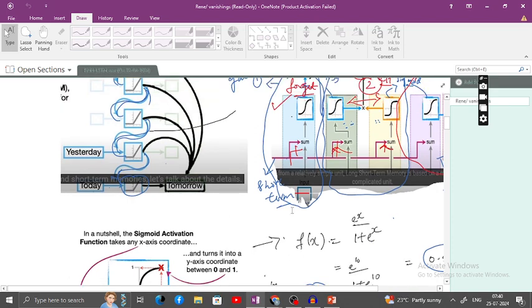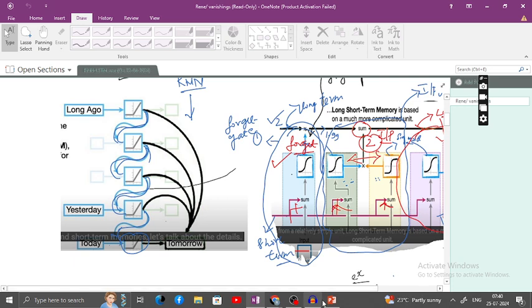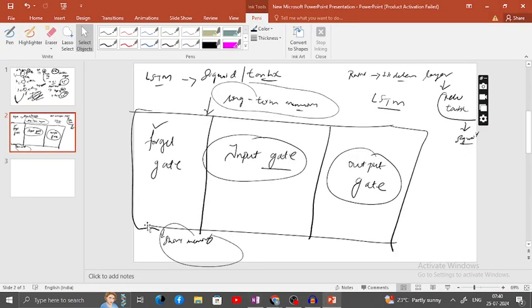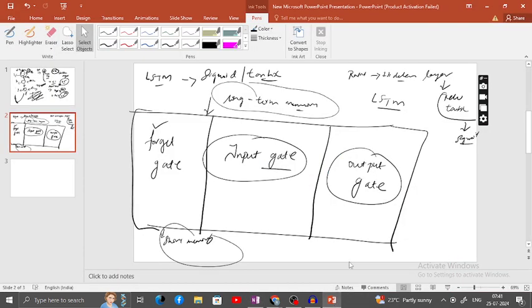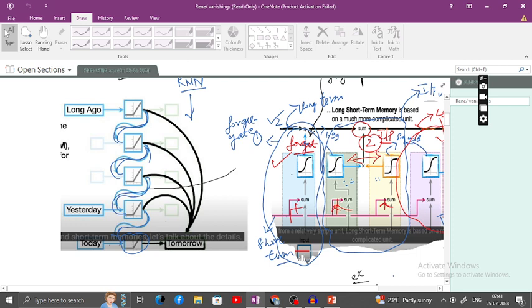I told you the bottom line is for short term, and the upper line is for updating the long term. Now the forget gate: inside the forget gate you have a sigmoid activation function. Whatever input comes from here and from here goes through the sigmoid activation function, and then the output will go.